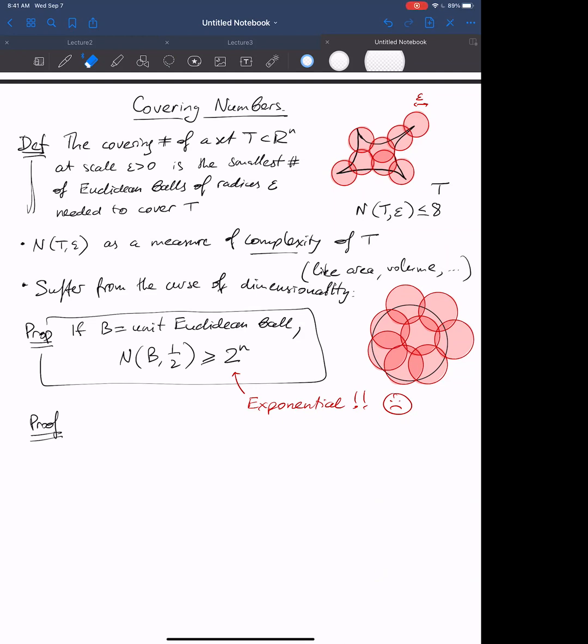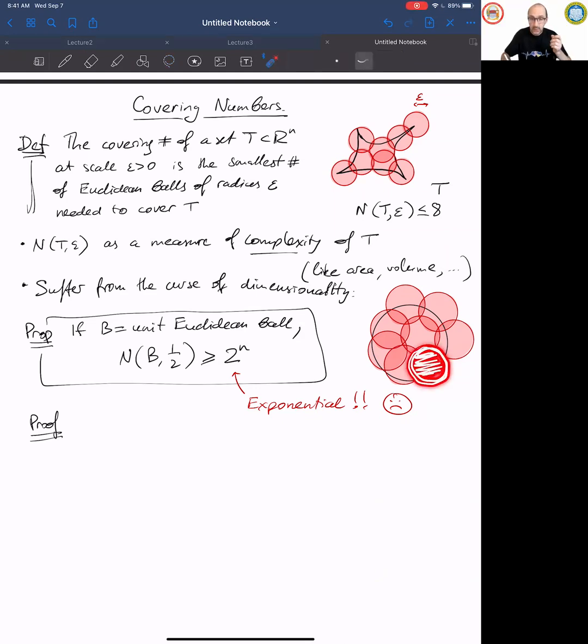So each of these little balls contains volume 1/2 to the n, very, very tiny compared to this ball. And if you want to cover one by the other, of course you need a lot of them. Each ball is only cutting a very, very tiny portion of the volume. So if you want to cover everything, you need too many of them. Okay, so that's an intuitive idea.